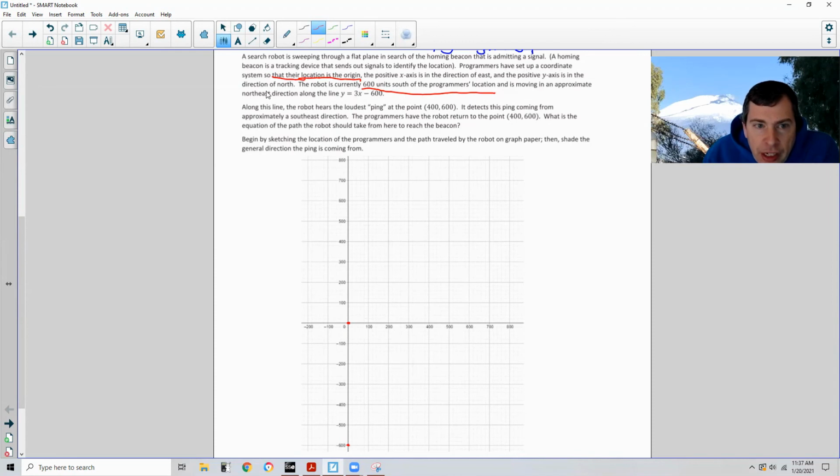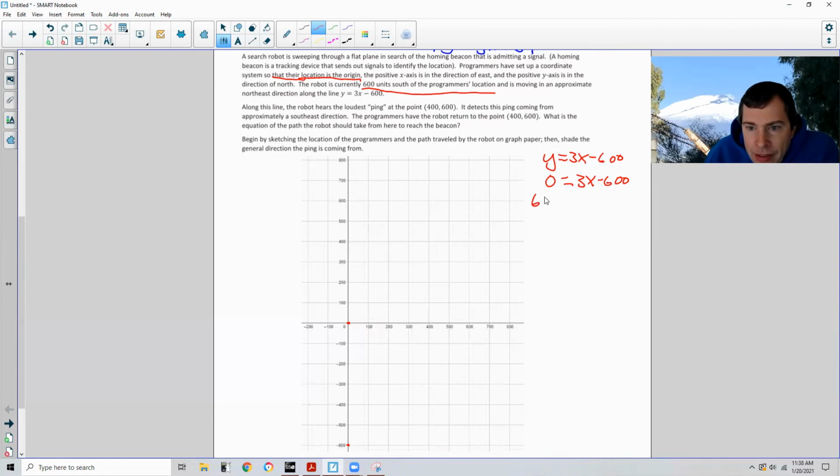And it is moving in an approximate northeast direction along the line of y = 3x - 600. So if I have that equation, y = 3x - 600, and I want to know when y is 0, what would x have to be? In other words, I want to find where it's crossing the x-axis to make this an accurate drawing. So y would be 0 when we're on the x-axis. So that would be equal to 3x - 600.